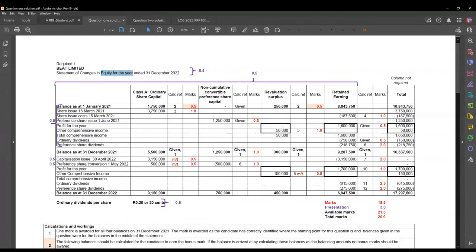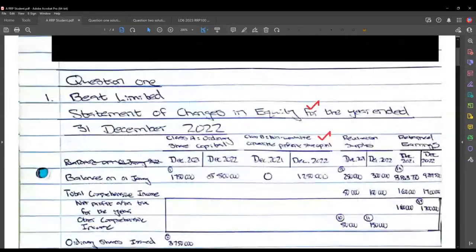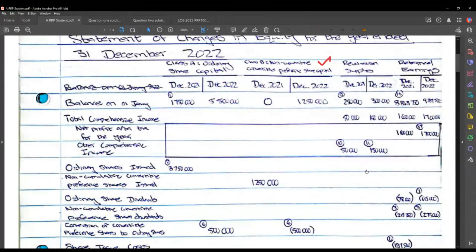However, what we've noticed when marking is that a lot of students weren't aware of what the full statement looked like. So this is a complete statement, what it looked like. They weren't aware of it. So you'll find that even our mock student here has presented this in the form of columns. There's an additional column you'll see here. They've done a column for 2021, they've done a column for 2022, and so forth for each of the elements of equity.